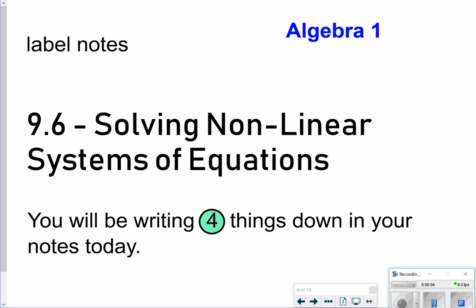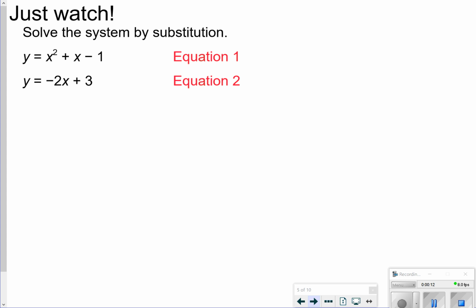Today we're looking at lesson 9.6, solving nonlinear systems of equations, and we're going to be looking for 4 things to write down today, so let's go ahead and get started. First thing we're going to watch is just a reminder of how we can solve something by substitution. You should remember this from back in chapter 5, so if you needed another refresher, you can go back there. But we're essentially going to look at substitution and elimination today.